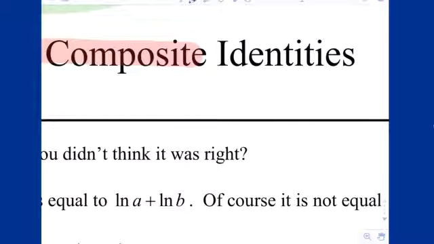Compost. Is that a different word? Yeah, that's a different word. Compost, yeah. So, thank you. If you don't memorize your identities, you might be making compost as you go through some of the proofs. But hopefully that doesn't apply to you. So that's what composite means. It means to combine. And so that's what these identities are going to do.